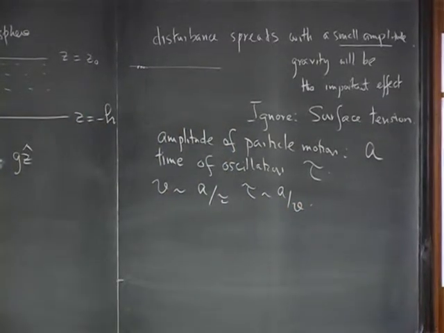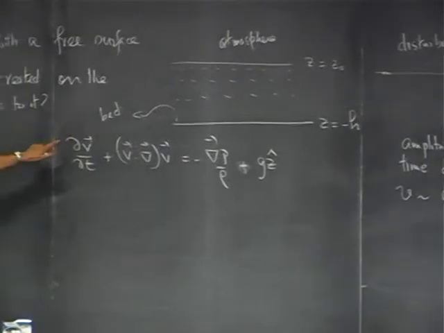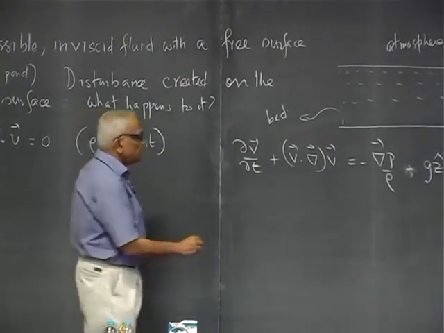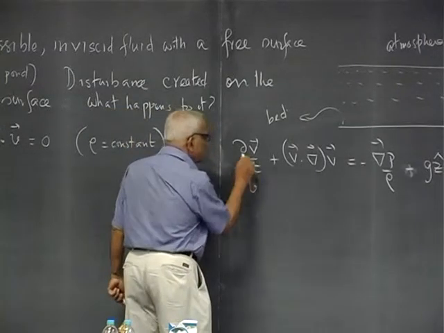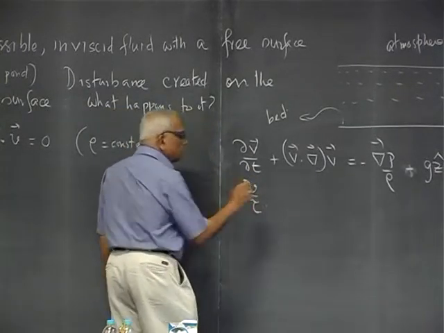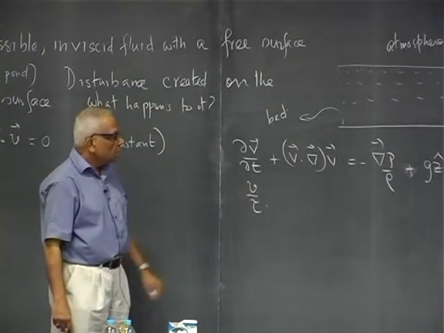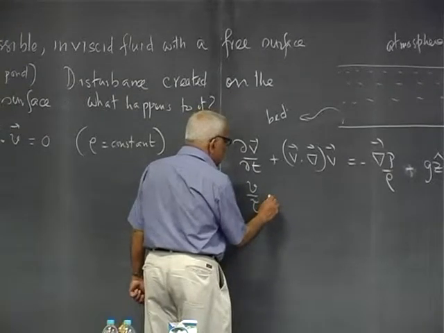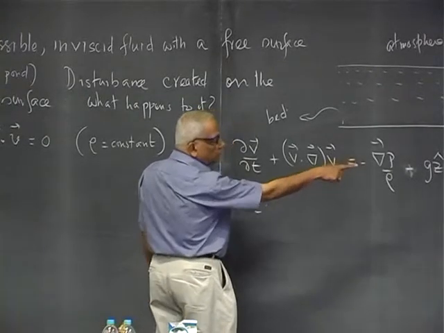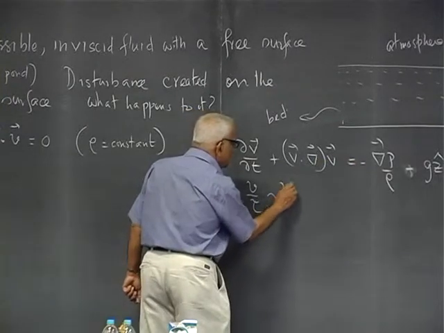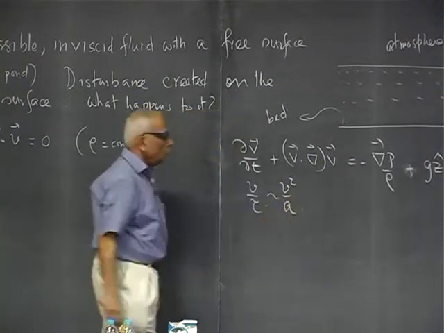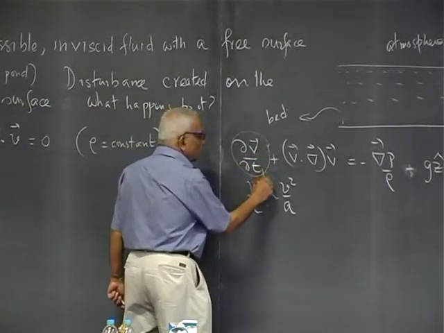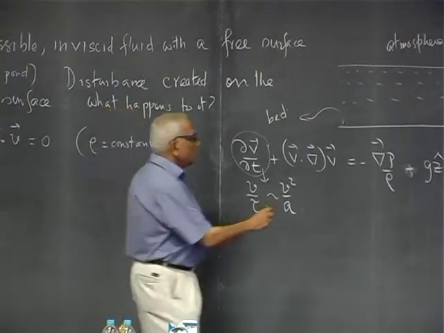All right, given that, let me make some estimates over here. Del V del T is to be estimated, and my estimate for this is going to be V over tau. V over tau is writable, because of that relation, as V squared over A. So that's the estimate for this term. Now what about this?